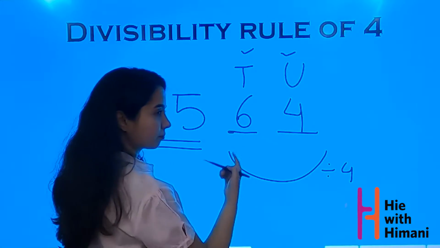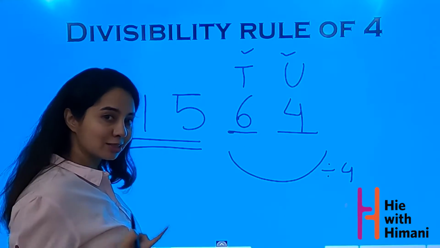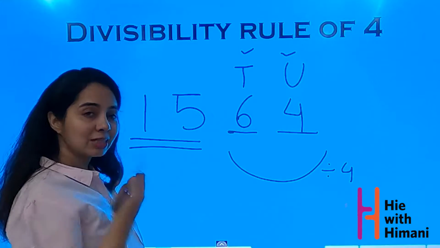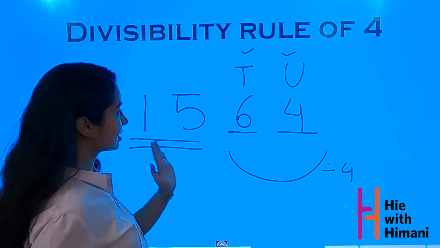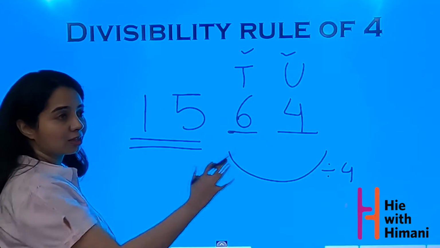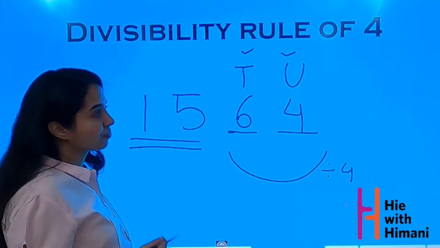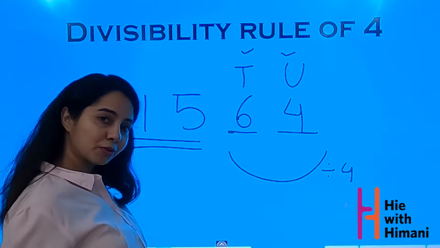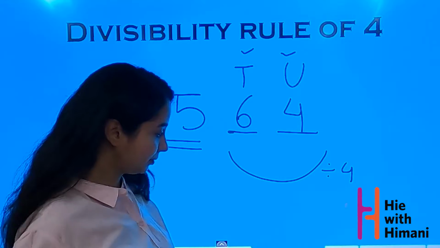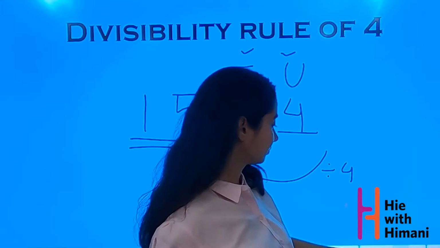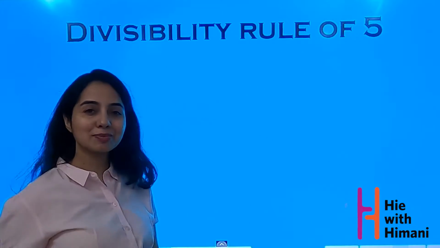The number is 64. 16 fours are 64. 64 is divisible by 4. Therefore, I'll say the entire number 1564 is divisible by 4. Simple. Now, we'll talk about the divisibility rule of 5.